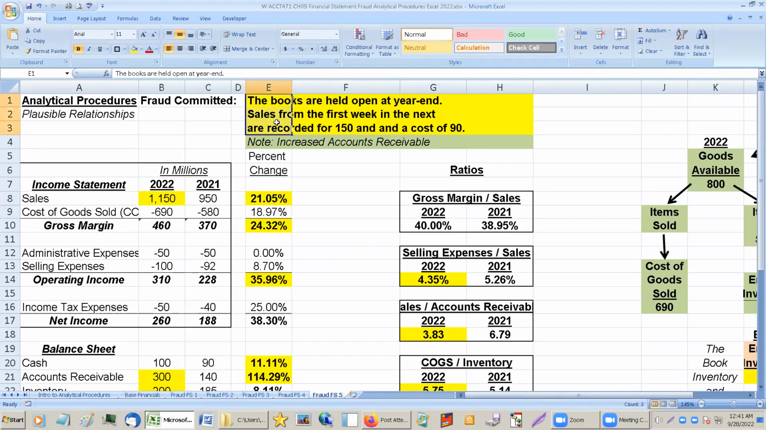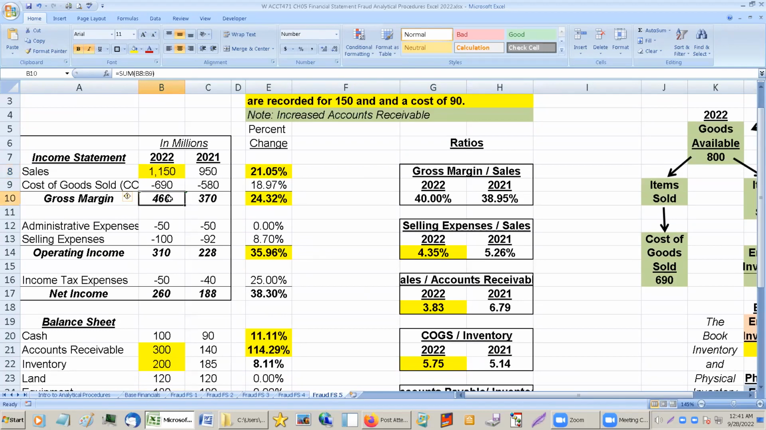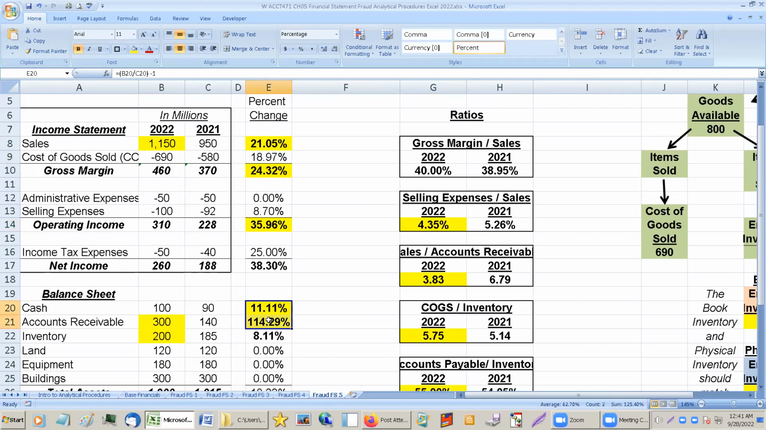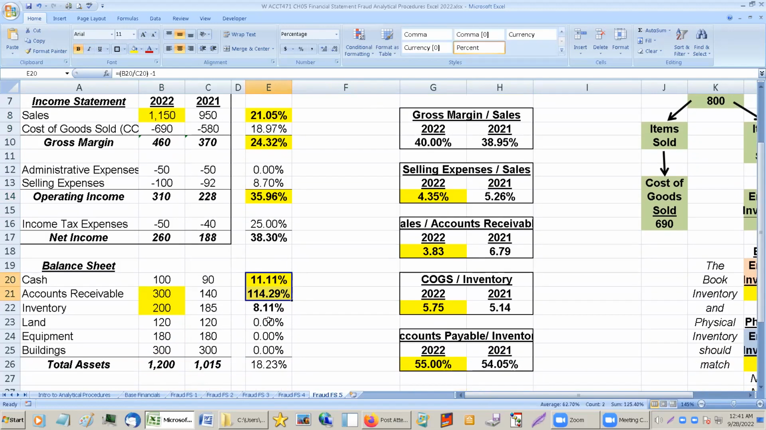This is also a very common one. The books are held open at year end. In other words, they're going to include some of the sales from the first week in the next period. I'll correct that on what I sent out to you guys. Sales are recorded for 150 and the cost for 90. Okay, so they hold the books open. They say, okay, we'll make a few more sales after the end of the year, but we'll include them in this year's sales. All right, well, the same kind of stuff we've been seeing before is showing up.